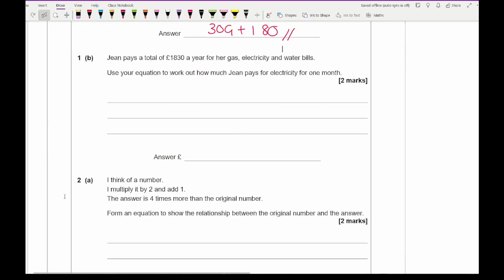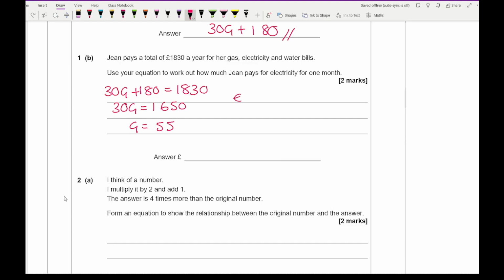Moving on to 1b, it says Jean pays a total of £1,830 a year for her gas, electric and water bills. Use the equation to work out how much Jean pays for electric for 1 month. So for this we know that the total expression, which we wrote for part A, needs to add up to 1830. Now if I go on and solve this equation, I get 30G equals 1650. So then G equals 55 when I divide by 30.